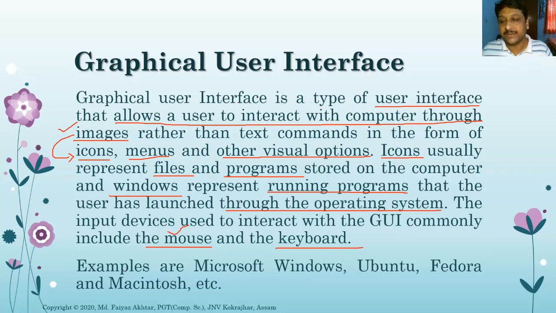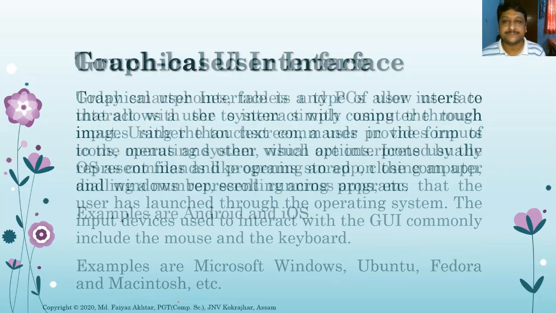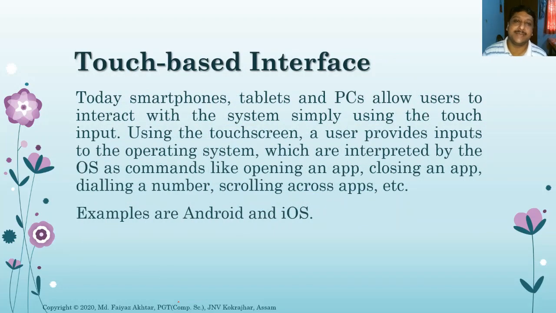Now examples: Microsoft Windows, we know, is the best example of graphical user interface software. Ubuntu is there, Fedora is there, and Apple's Macintosh software is also a graphical user interface software. These are very easy for the user, easy to remember, easy to work with, and commonly available. Now the next one is the touch based interface.